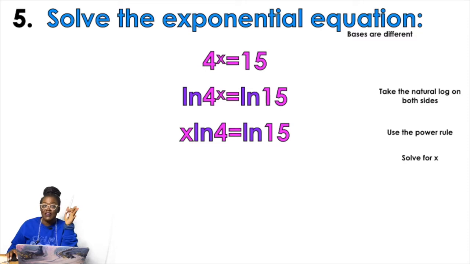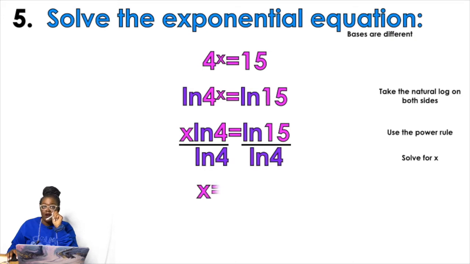I'm pausing so that you can digest that information. Now that I move the x to the front, we need to get x by itself. And to do that, I need to get rid of ln 4. So I'm gonna divide by ln 4. I'm gonna get ln 15 over ln 4.